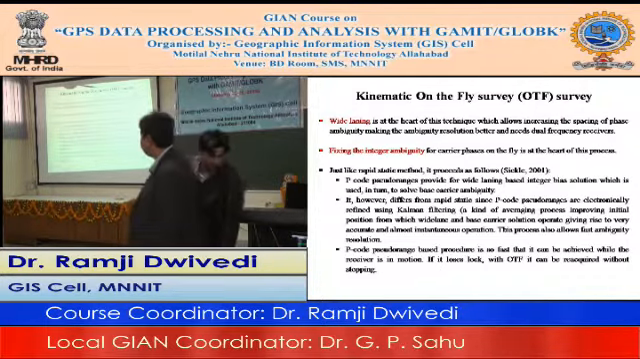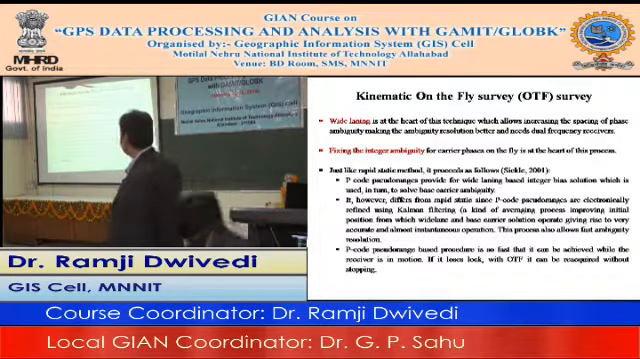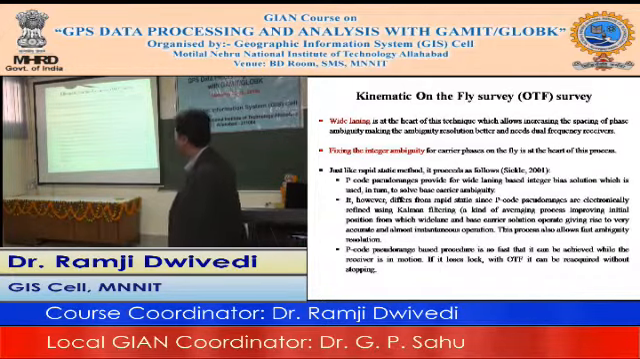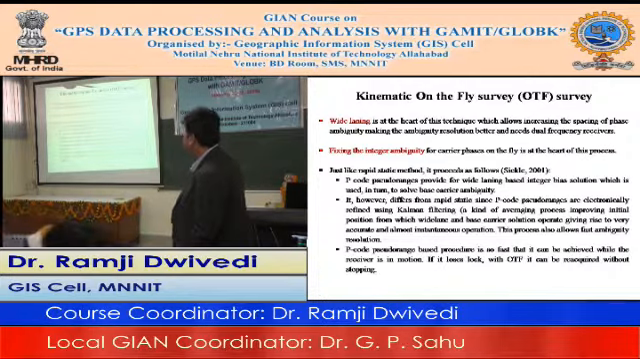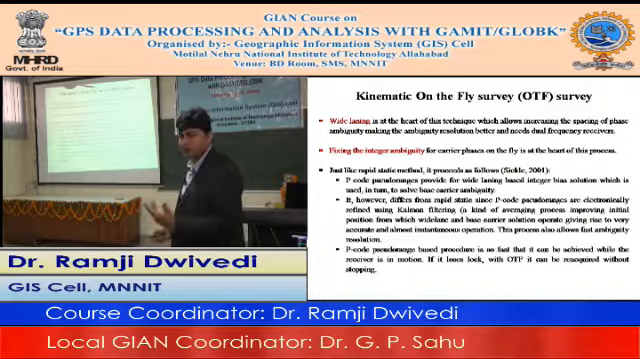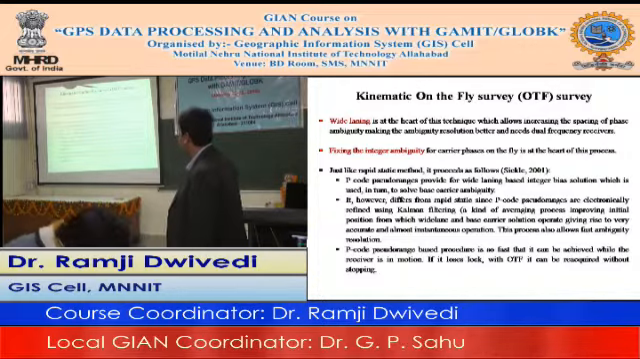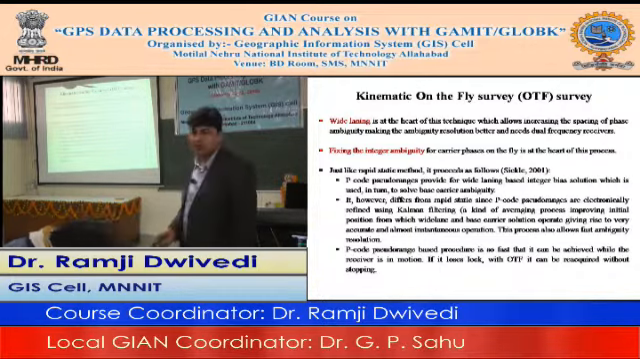So as I was saying, P-code pseudo ranges provide the wide lane based integer bias solution, which is used in turn to resolve the ambiguity, and differs from rapid static since P-code pseudo ranges are electronically refined using a Kalman filter, and this process allows fast ambiguity resolution so that kinematic modes can happen quickly.